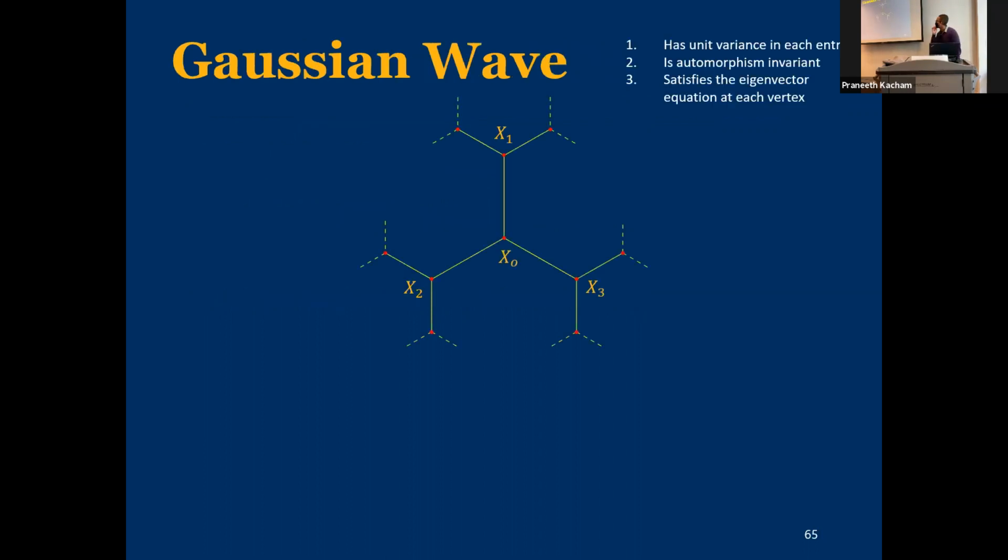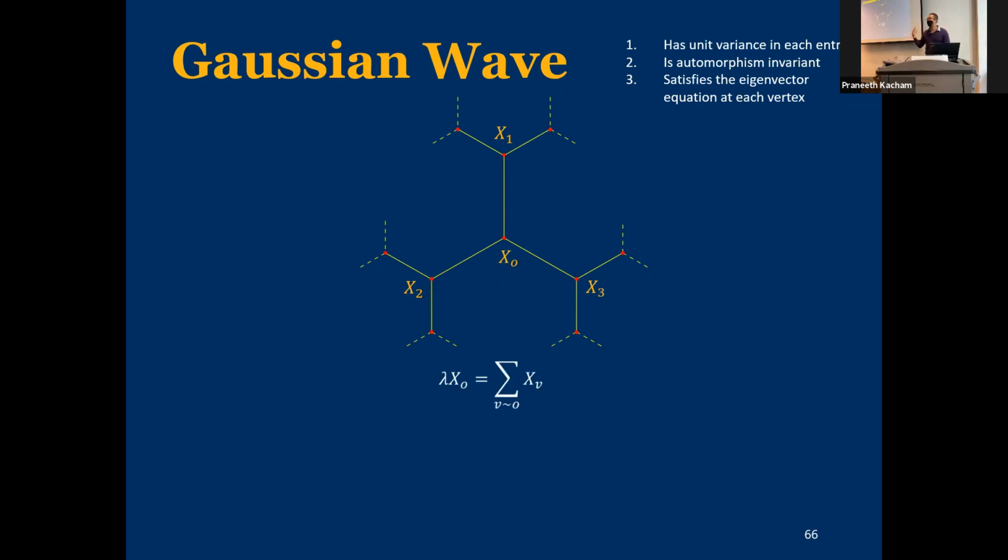Okay, so just to see what's going on here, now I'm looking at the infinite tree. I then put a Gaussian on each vertex of the infinite tree. And what I want is that this joint distribution of Gaussians should satisfy the eigenvector equation at every single vertex. So just as a warm-up, let's talk about what the covariance should be of two neighboring entries.